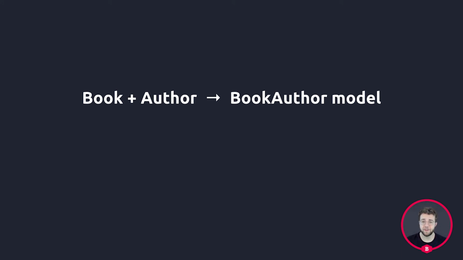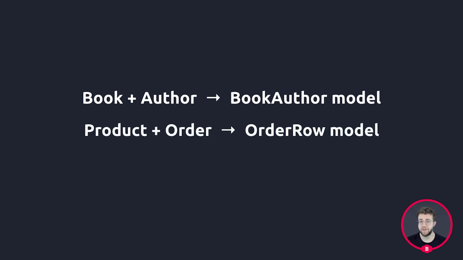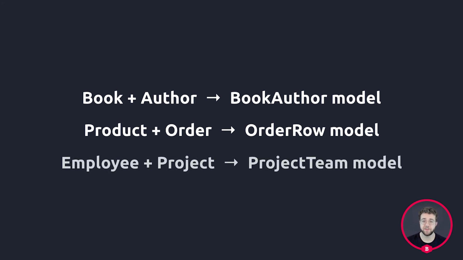When you are working with a web shop, you've got a product and an order. So then you can create an order row model to connect these items together. Think of situations like those where you need to connect 2 separate objects together, but where you also want to make use of one object, like a product, for example, multiple times.